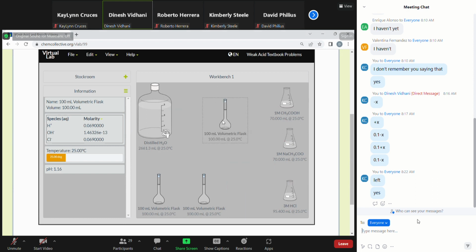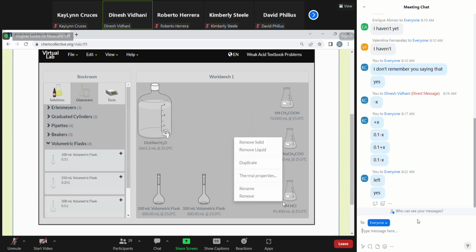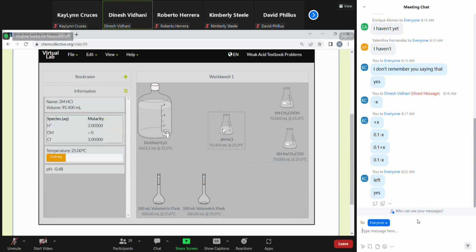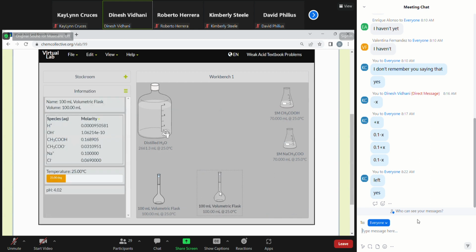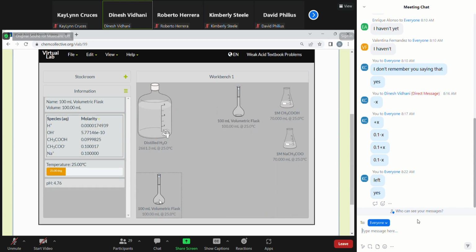So I'm just going to remove this one because we don't need this. We don't need acid anymore. I need to remove this. That's gone. I'll just keep this one above here. This is our stock solution, the buffer solution that we prepared.